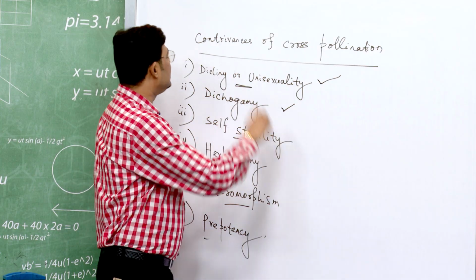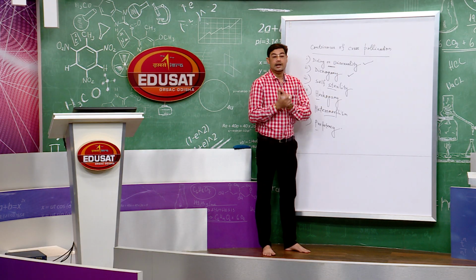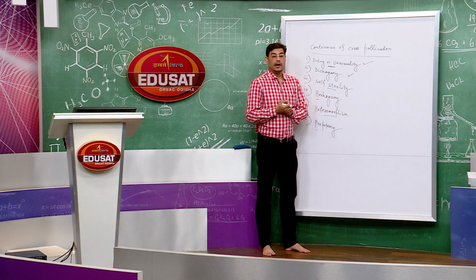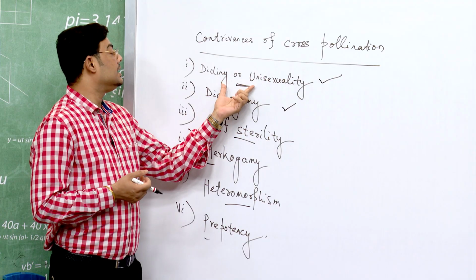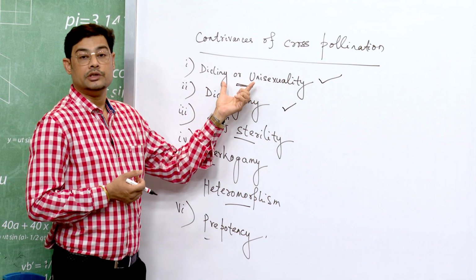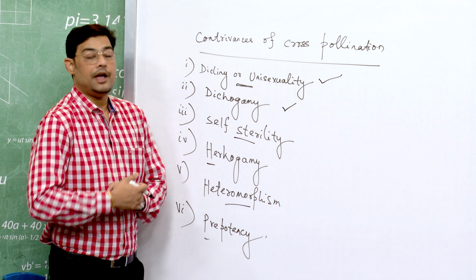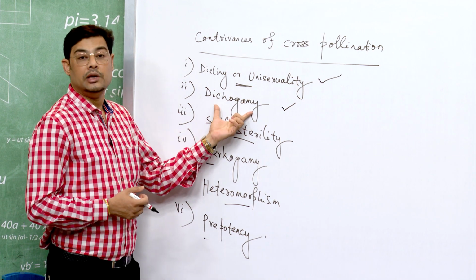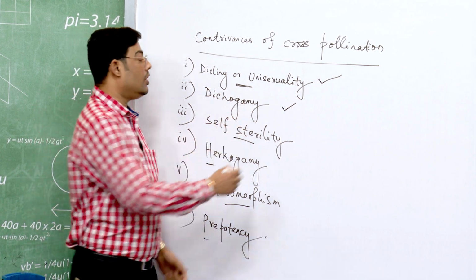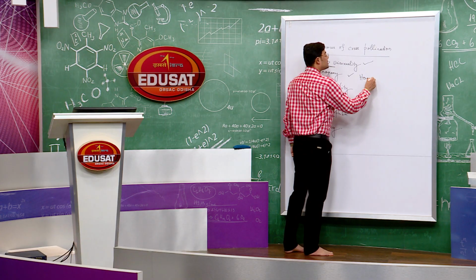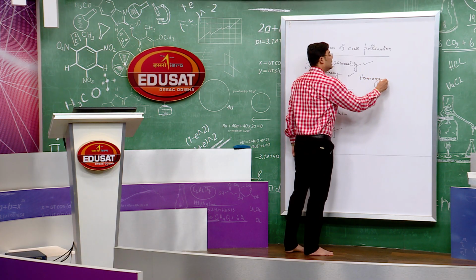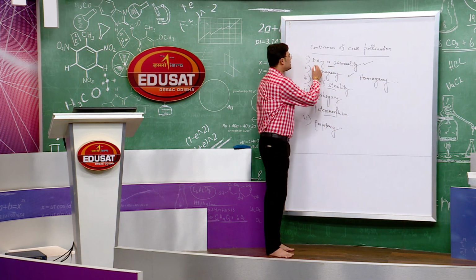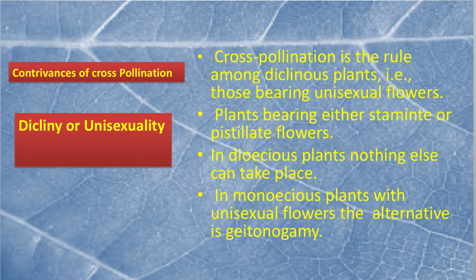This is just the opposite of hermaphroditism, what we have already discussed in case of self-pollination, the bisexual condition. This is unisexual condition which is seen in case of some dioecious plants. Dichogamy is just the opposite of homogamy, what we have studied in case of self-pollination. Okay, first we will discuss what is dicliny or unisexuality.